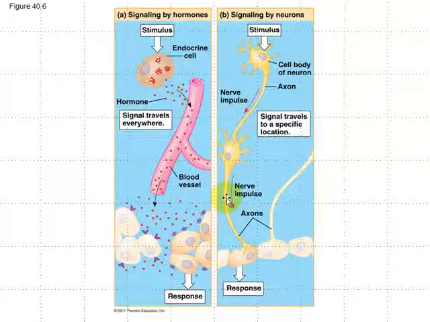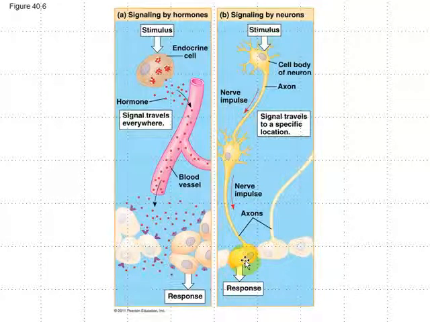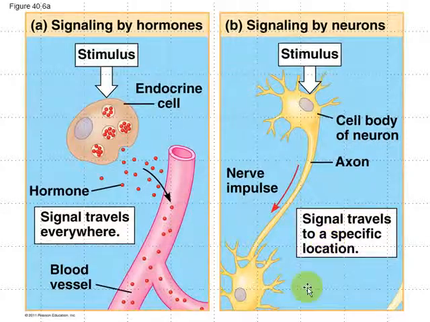And so this is very fast and very specific, and it's going to provoke or provide a response in a specific cell or specific area of the body. So again, comparing the two, signaling by hormones is more diffuse throughout the entire body using chemicals. Signaling by neurons is primarily using electrical signals, nerve impulses, to a very specific place.